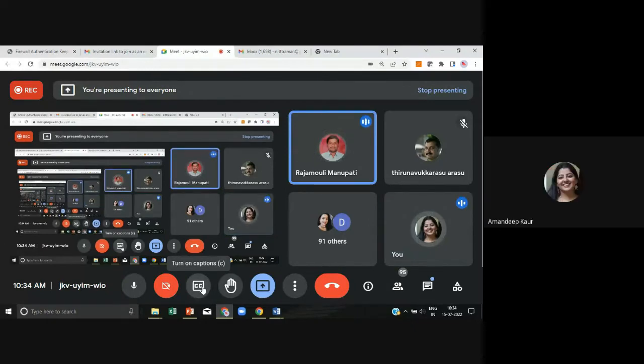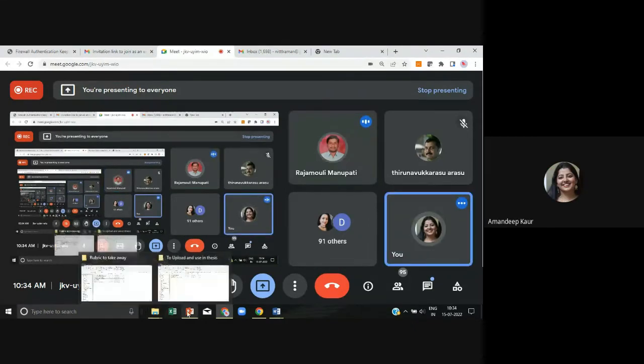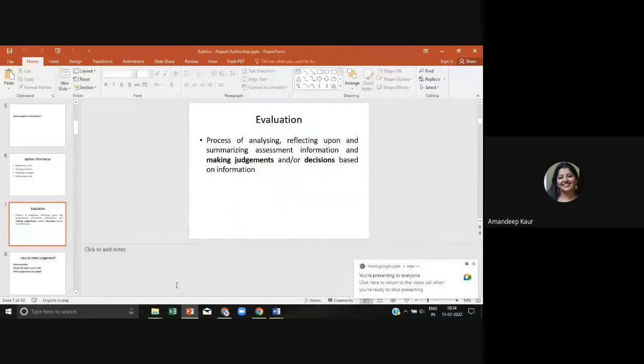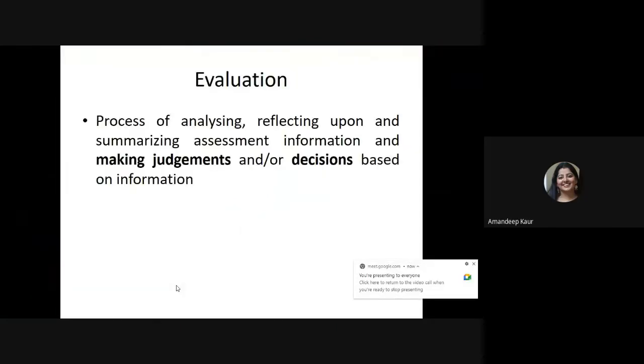So whenever we are designing any activity, we need to consider that based on the learning outcomes only, our evaluation criteria will be defined.